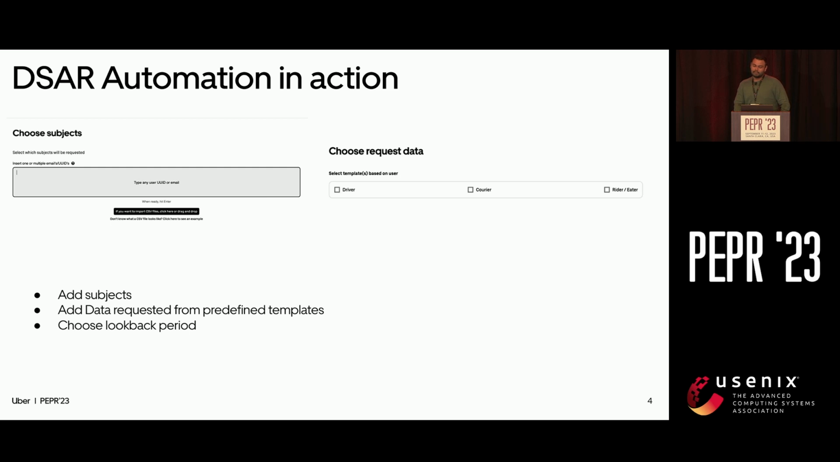On the left, they can select the subjects individually, or they can just upload it in the form of a CSV. On the right, the selection of the required data categorized into templates like driver, courier, rider, or eater, etc. And then just submit the request with a look-back period. With these simple selections, they can capture and submit a large volume of user requests covering a wide array of data. Let's look at the architecture of the DSAR automation tool very briefly.